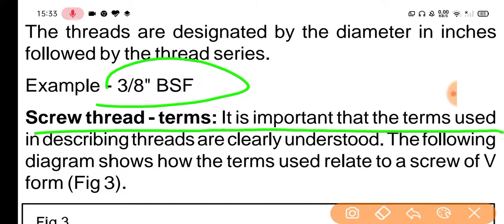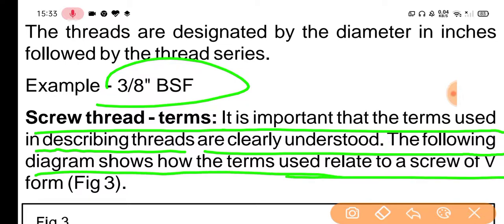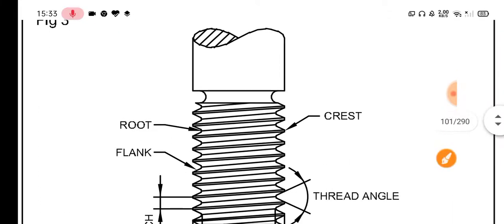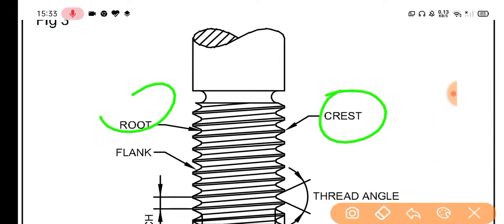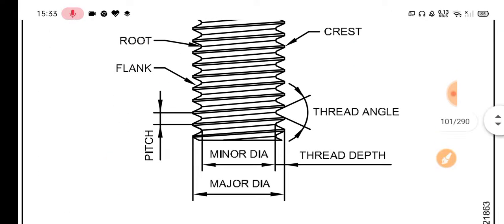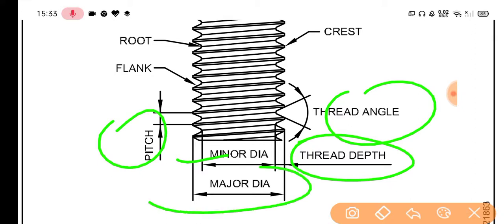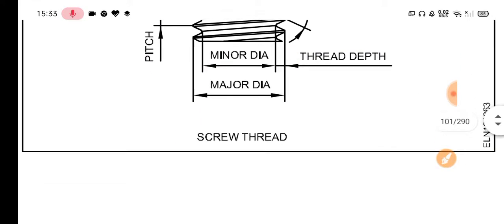Screw thread terms. It is important that the terms used in describing threads are clearly understood. The following diagram shows how the terms used are related to a screw thread, given in picture 3. This is the crest and this is the root. This is the flank, this is the thread angle, and this is the thread depth, minor diameter, this is the pitch, and major diameter. This is the screw thread.